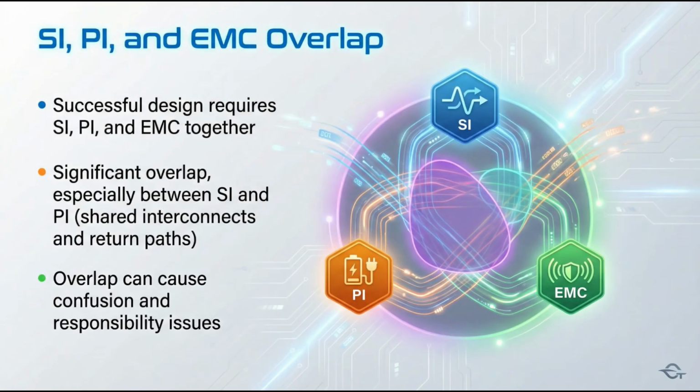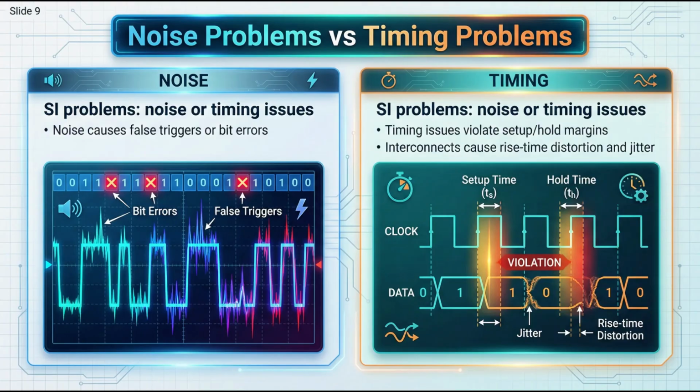SI, PI, and EMC overlap. All three, signal integrity, power integrity, and EMC, must be considered together for a successful design. There's significant overlap, especially between SI and PI, because signal return paths often use the same interconnects as the power distribution network. This overlap can cause confusion because problems may fall into a gray area where different engineers each think it's someone else's responsibility.